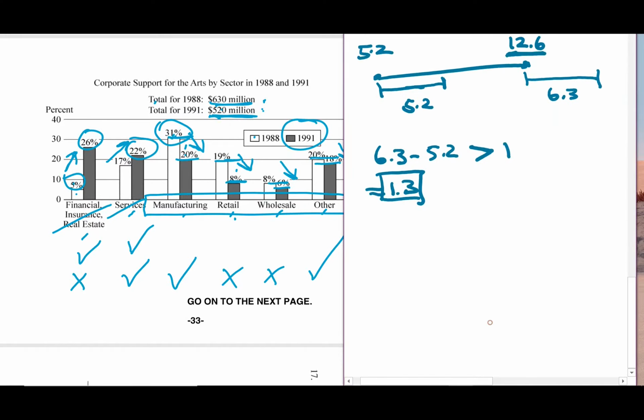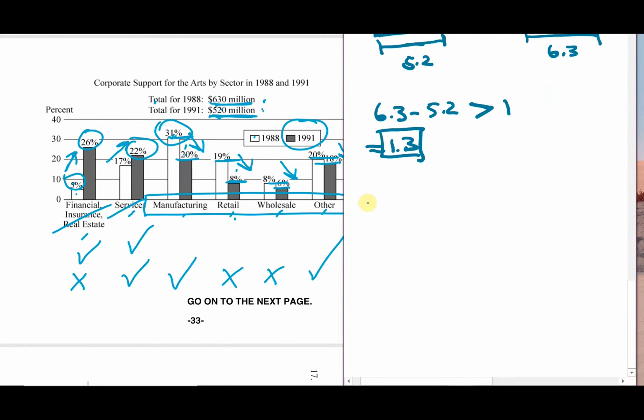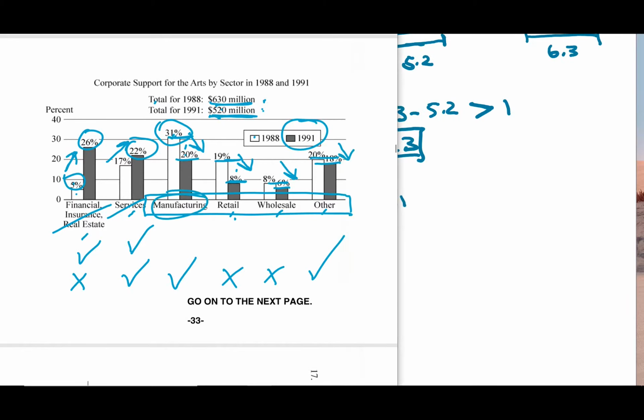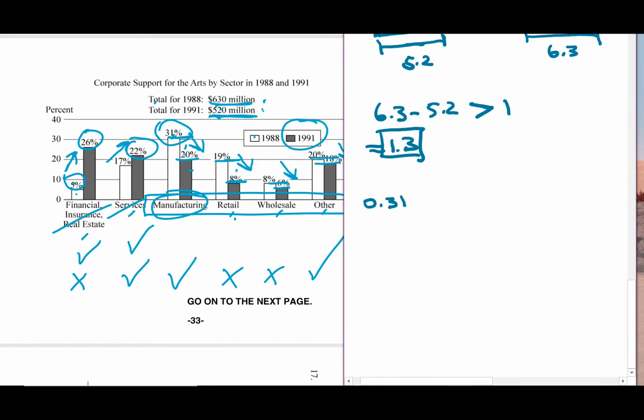So to solve this, what you end up doing is you take the upper bound, which is 0.31, and this is for 1988. So we know manufacturing is going to be larger, just because of the separation distance logic. But if you want to solve it using math, just solve it using algebra.